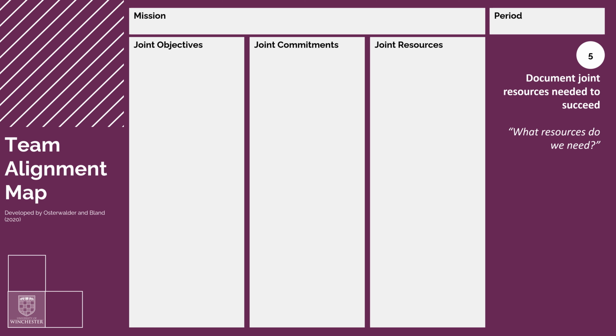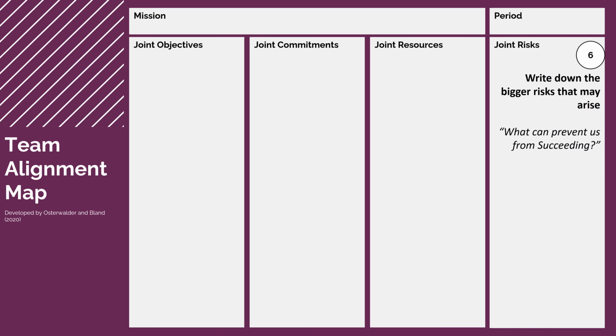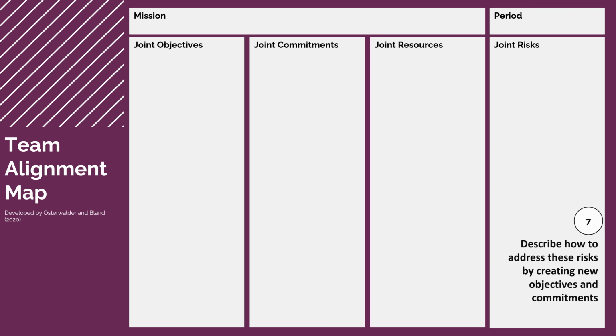Step 6 is writing down the bigger risks that may arise. The question you need to ask the team here is what can prevent us from succeeding? We then go a bit of a different route and we actually go downwards. And we ask here to describe how to address these risks by creating new objectives and commitments. So you need to look at each risk and directly address each one as you go.